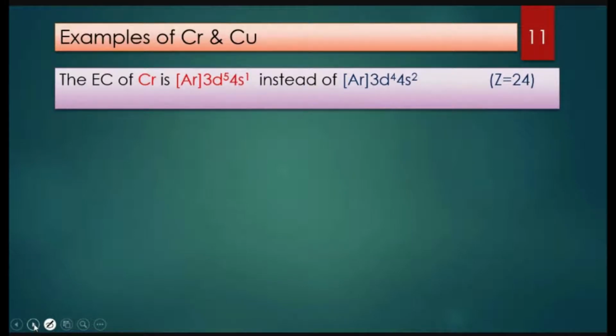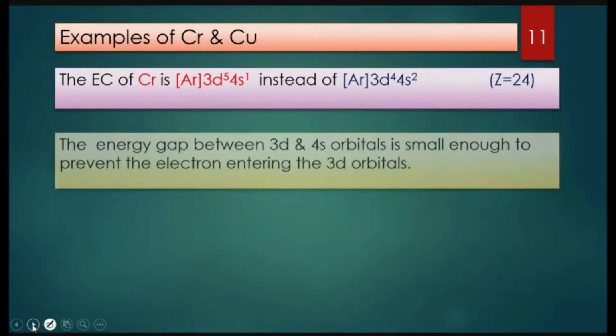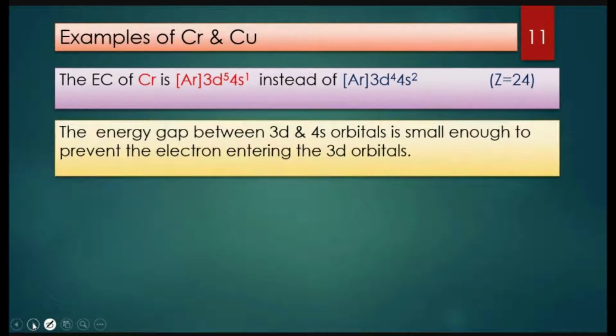When we do so, we obtain the electronic configuration of chromium as argon core 3d4 4s2. But as I said earlier, the energy difference between 3d and 4s orbitals is very small. The energy gap between 3d and 4s orbitals is small enough that an electron is shifted from the 4s orbital to the 3d orbital. Thereby the electronic configuration of chromium becomes argon core 3d5 4s1 and not argon core 3d4 4s2. Similarly, I'm going to take one more example.